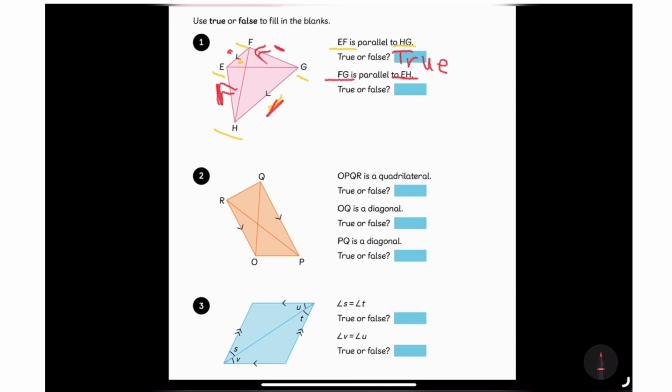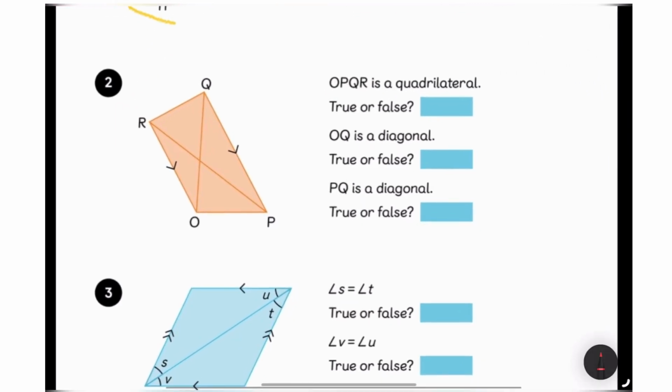Let's go to the second example now. The second example is OPQR. Now, they are saying OPQR is a quadrilateral. Do you think it is true or false? Of course, I see two parallel lines. It is closed. It's properly one. Therefore, it is very much true, isn't it? Therefore, I will write true.